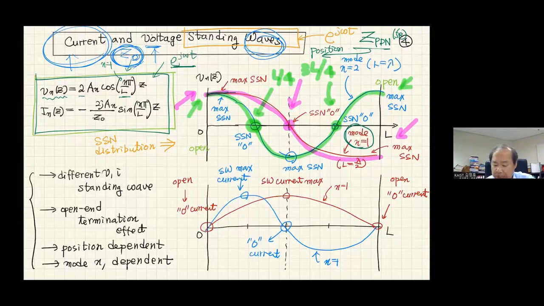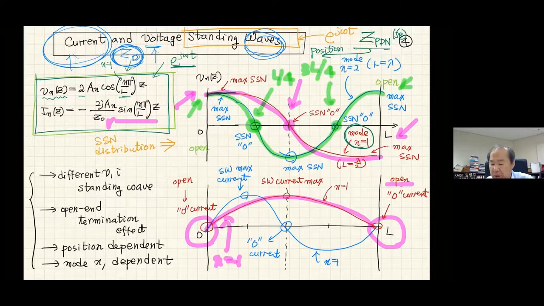In the current wave as well, because we have a sine function with respect to position, when we have mode number one, we're going to have this kind of modulation of the standing wave. Because of that, we're going to have zero at one end and zero at the other end. Why do we have this kind of situation? Because this is an open termination condition. So open termination means the current should be zero.